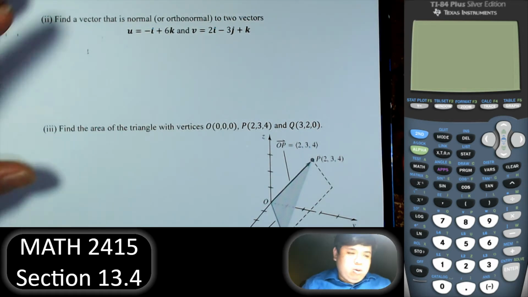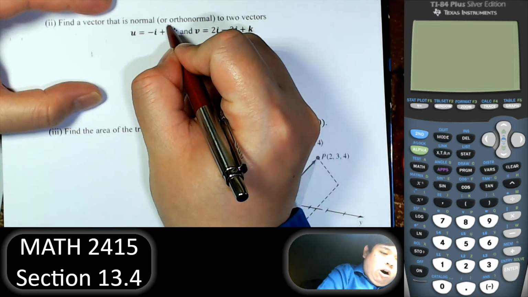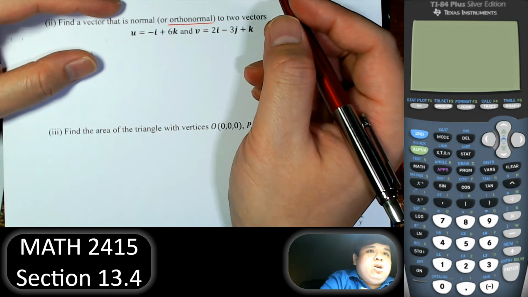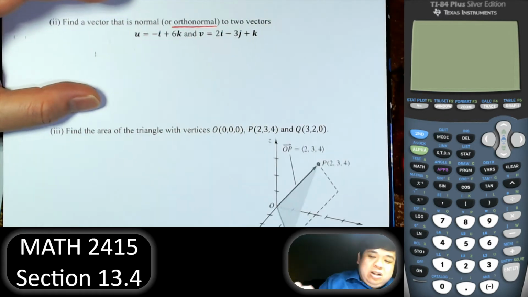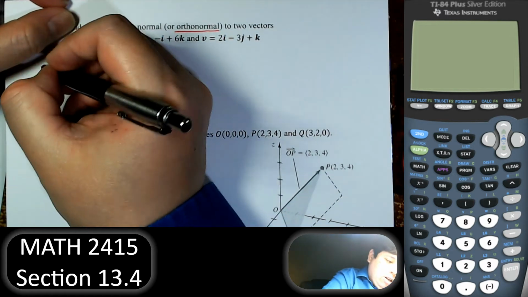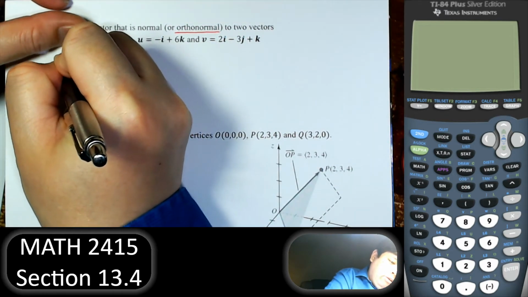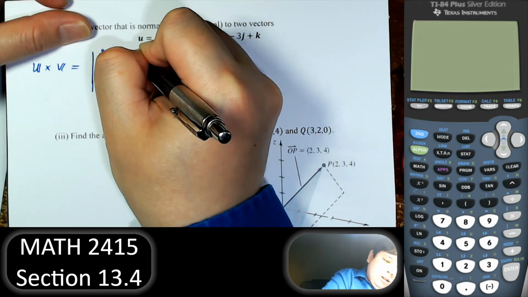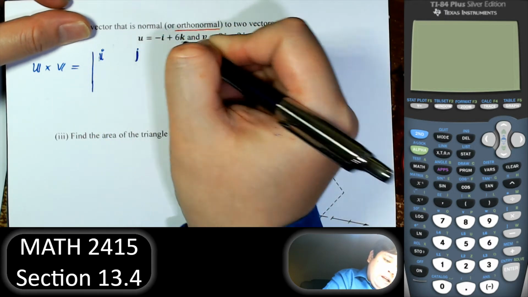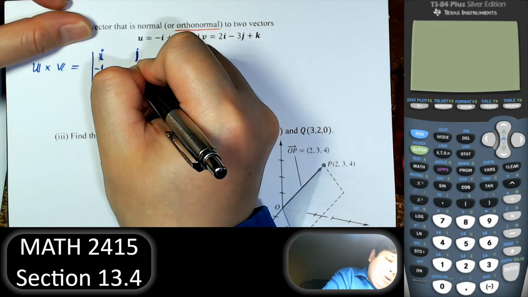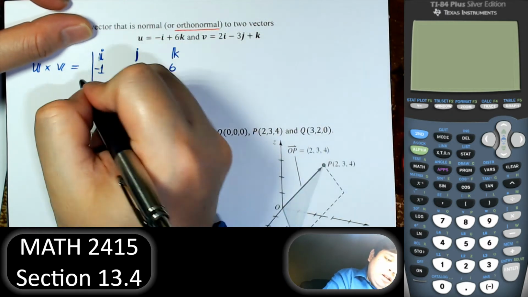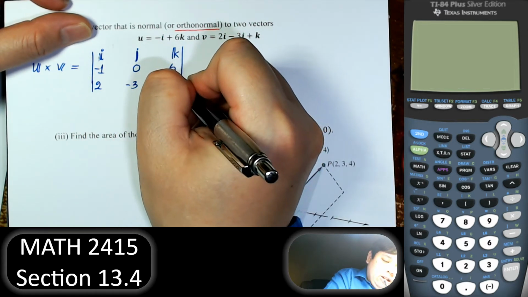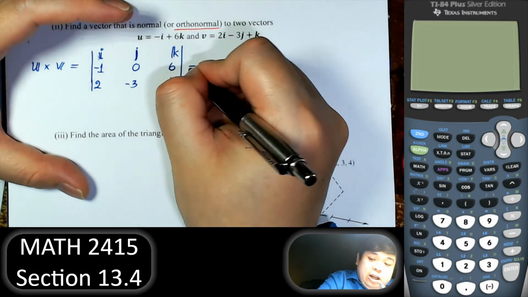So we know how to do the cross product. Now, if we want a vector that is normal to two vectors, we just do the cross product. That will do it. So it's easy, we just take u cross v. Set up i, j, k; -1 for i, 0 for j, and 6 for k; 2 for i, -3 for j, and 1 for k. Just do it like that.